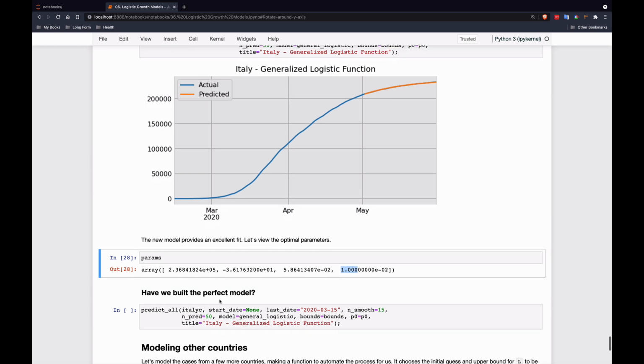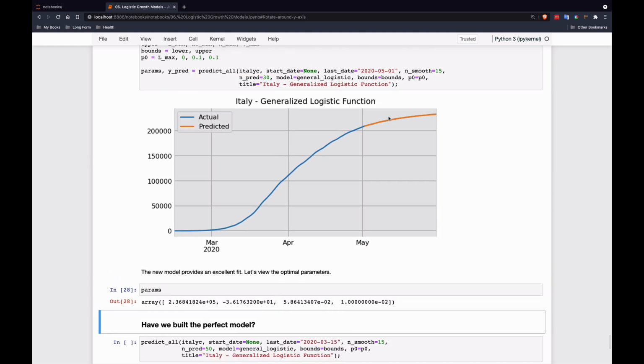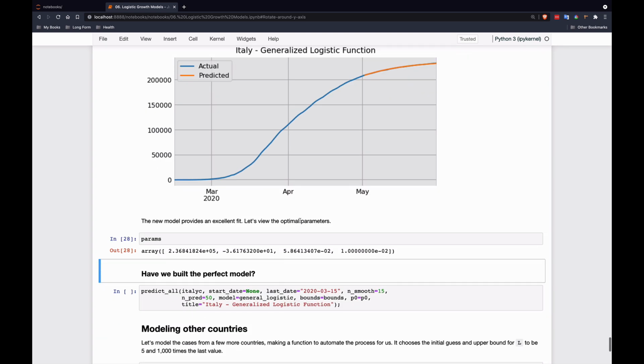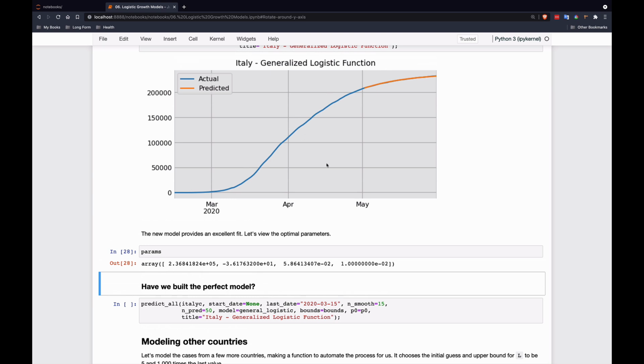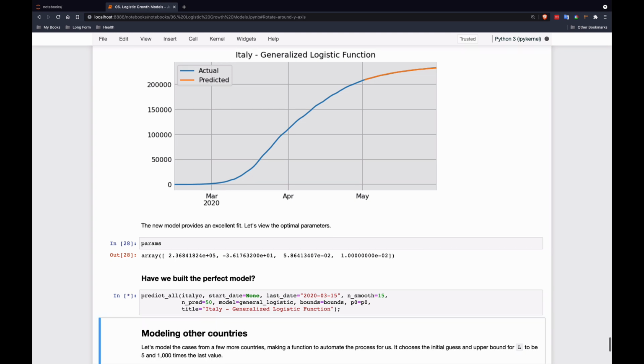Okay, so have we built the perfect model? Are we going to get a perfect match and fit every single time? Well, no, this one is just a little bit easier to predict because we've seen most of the curve. If we shift the data back, with the stop date, the last date, at March 15th, we've only seen just a small amount of the curve.